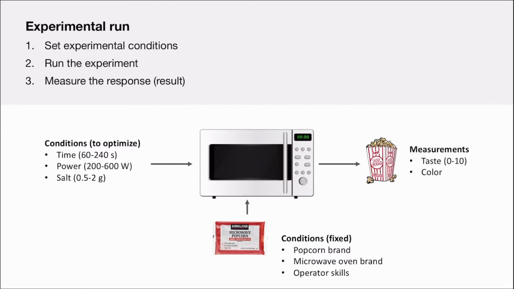And then finally, when you run the experiment, you can measure the outcome of your experiment. For example, we are talking about taste of the popcorn and color. Let's use different categories for the color, like beige color or white color or brown color and so on.